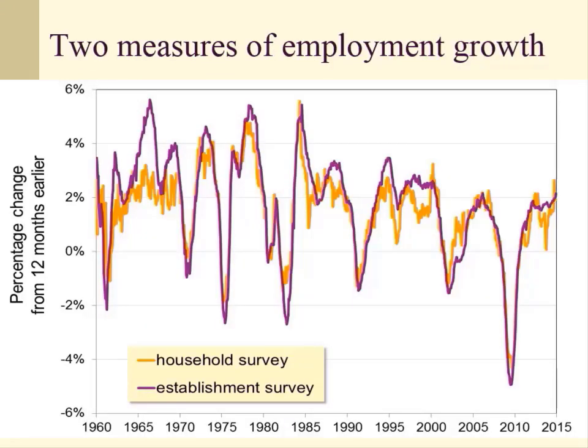And this graph shows the percentage change in the total U.S. non-farm employment from 12 months earlier from two surveys. That is, the household survey, that's in orange, and the establishment survey, that's in purple. And as you see, in general, they look like they move closely together, even though there might be some deviations due to the reasons I just mentioned. But in general, they closely move together.